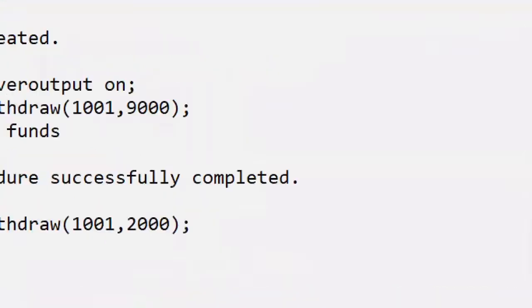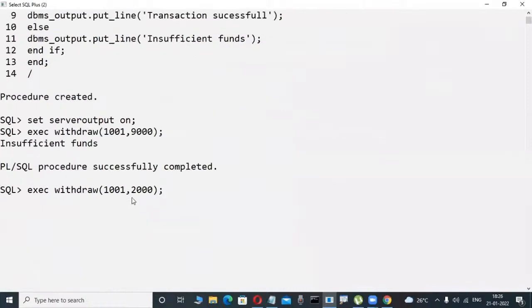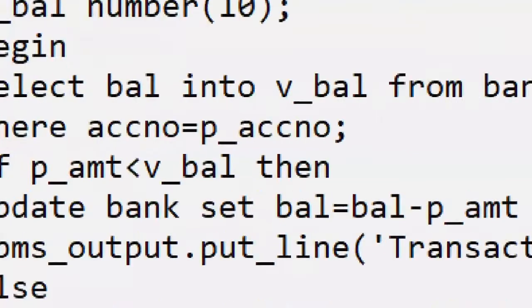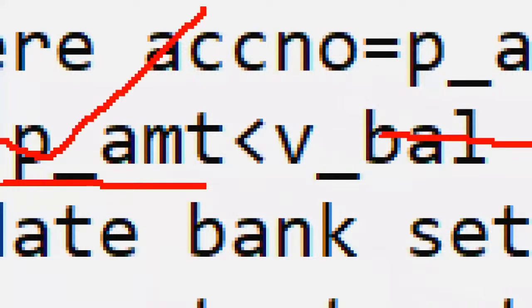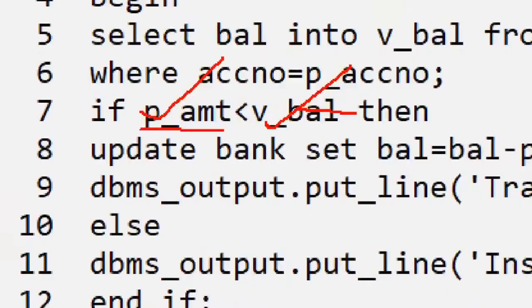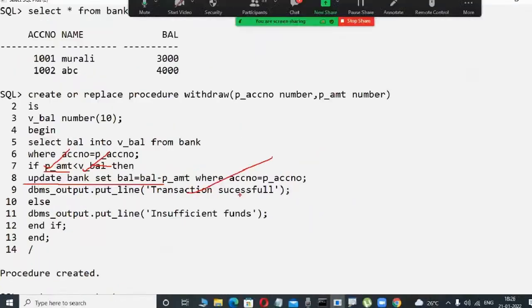Why? Because my balance is 3,000, and I try to withdraw only 2,000, which is possible. So whenever your passed amount is less than the available balance, in this case 3,000, here 2,000 is less than 3,000, I am updating the bank table. Updating the bank means modifying it. Just the transaction is successful. Now, really correct.